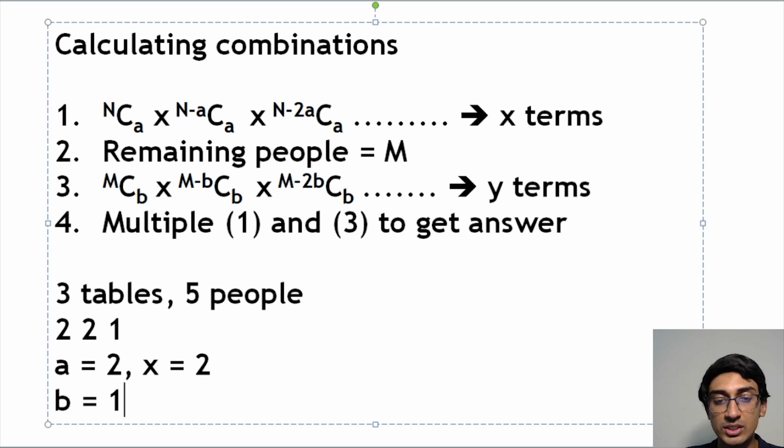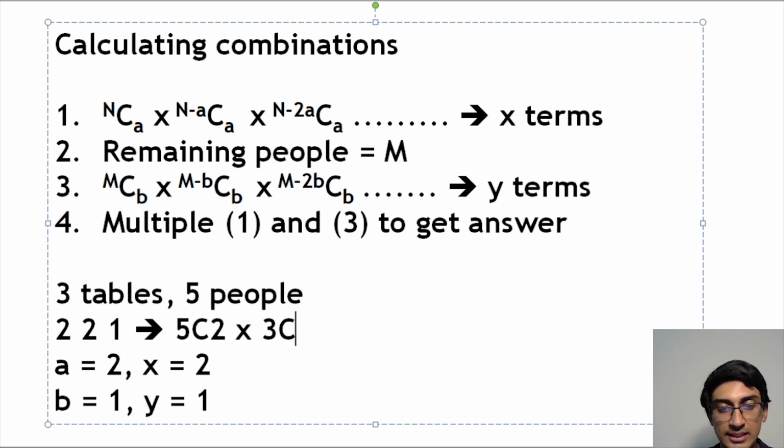B is 1, which is how many people are there in the type 1 table, type 2 table, and how many type 1 tables are there. So the type 1 tables, which is Y, is equal to 1 over here, right? So what we have to do is, if there are going to be 2 people in the first one, we'll do 5C2 into 3C2 into, then we are left with only 1, so it will be 1C1. That's what we are going to do, right?